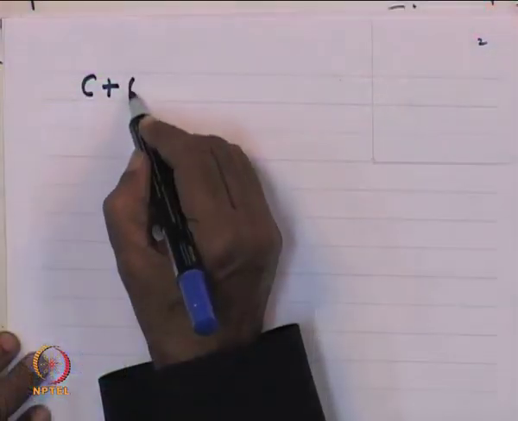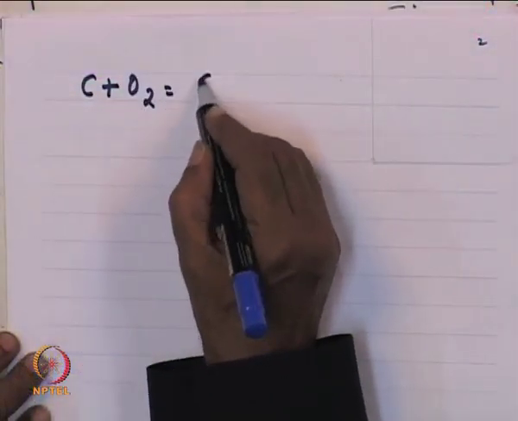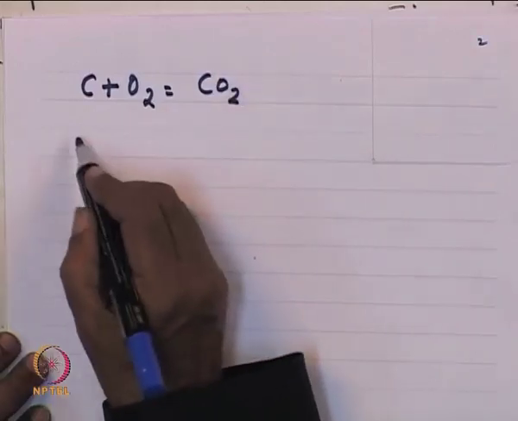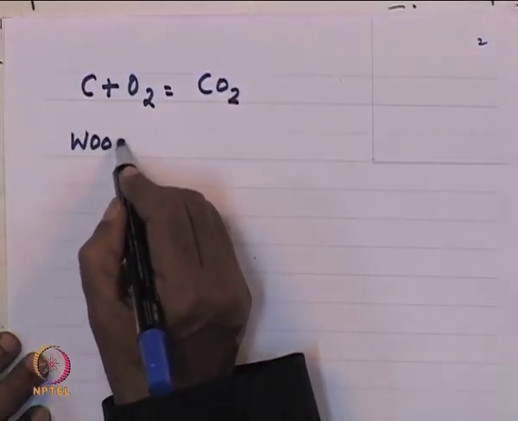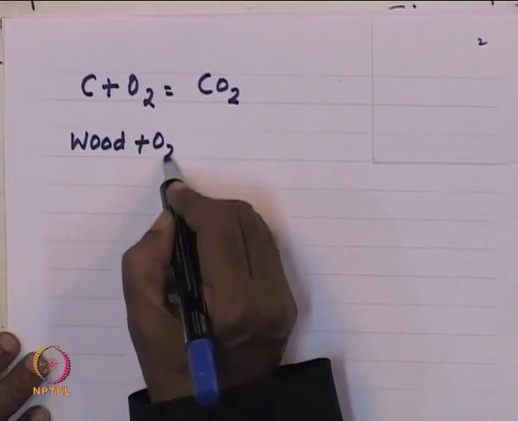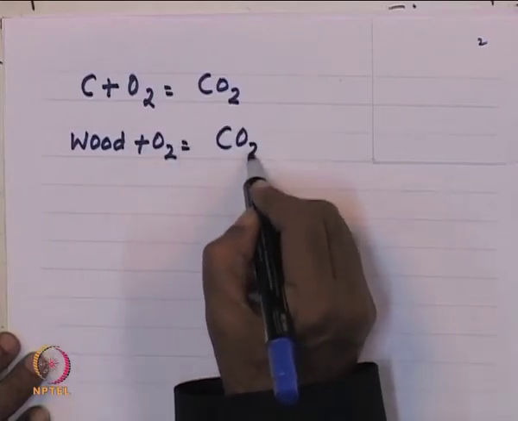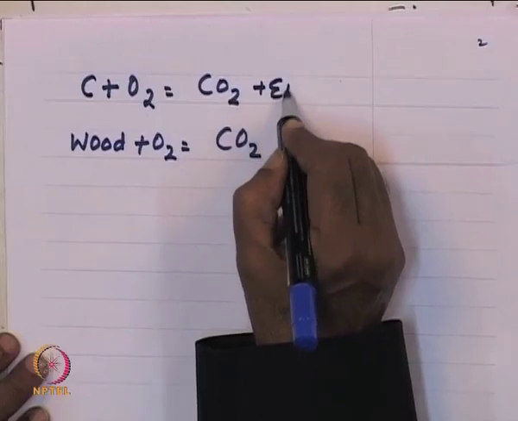We continue with gas solid reactions. Just quickly recognize what was said a little earlier. In gas solid reaction, let's say we have coal reacting with oxygen giving you CO2, or say wood reacting with oxygen giving you carbon dioxide and energy.